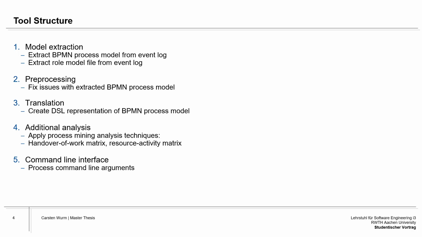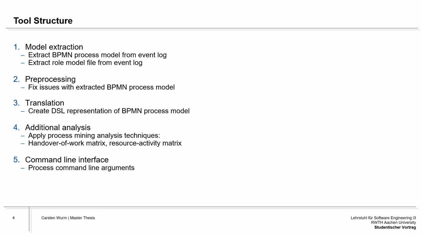The tool itself then consists of 5 different modules. First off, we have the model extraction module, which is the only module written in Python, because this module makes use of the PM4Py library, which has the implementations of all the process mining algorithms that we need, and that library is a Python library. So the model extraction module will automatically extract a BPMN process model from the event log, and also extract a role model file given that the event log contains resource information.